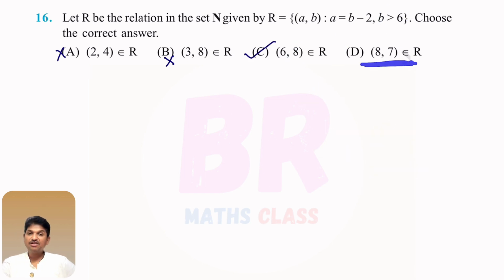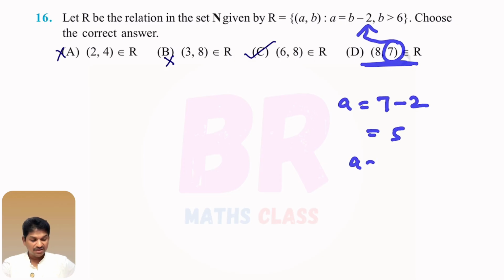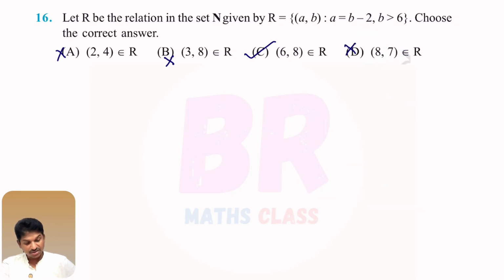You observe this 8 comma 7. Here when B is 7, put B is 7 here. A equal to 7 minus 2. This is A is 5. Actually 5 comma 7 belongs to R, not 8 comma 7. So this is the wrong option. So obviously the correct option is this third option.